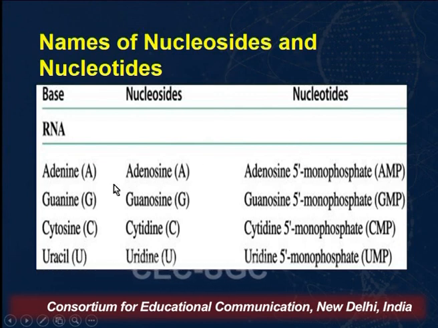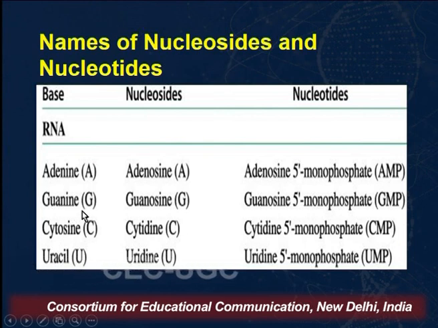So if the base is adenine and we are referring to RNA, that means the sugar here is always going to be ribose sugar in RNA, and the base here is adenine, so the nucleoside will be adenosine and the abbreviation will be A. And the nucleotide, as I said before, is a phosphate ester, and the phosphate group is present at the 5 prime position and only one phosphate is present, so this will become adenosine 5-monophosphate, that is AMP.